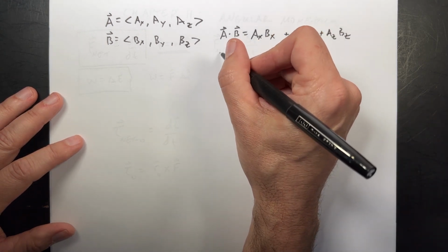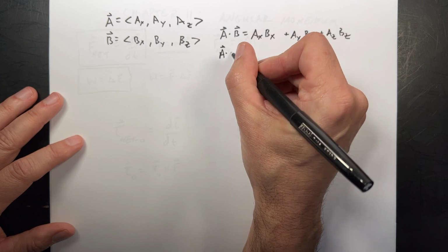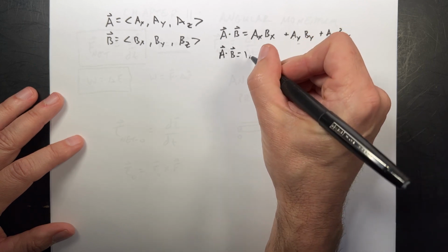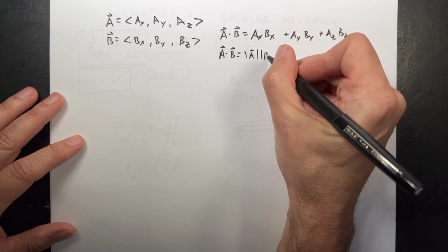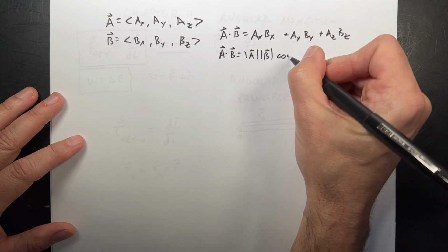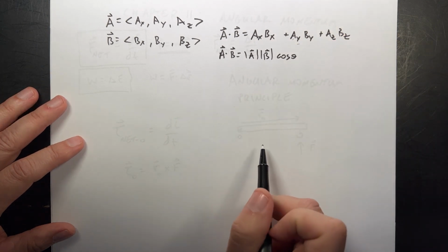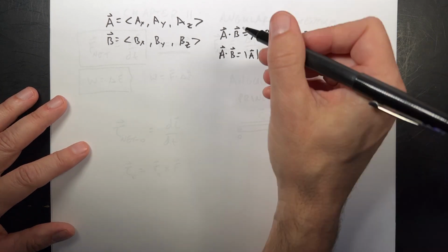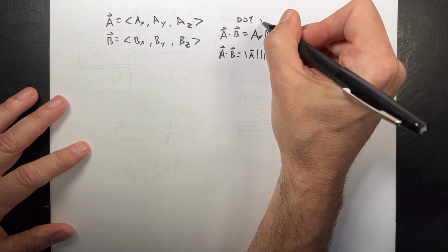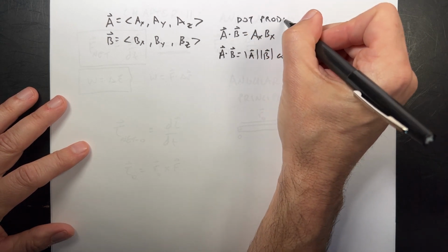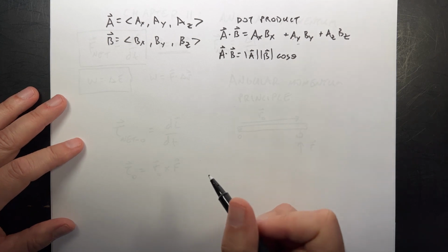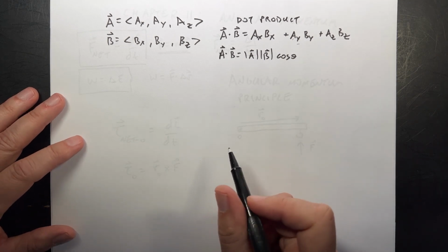And then you could also write this as A dot B is the magnitude of A times the magnitude of B times the cosine of the angle between them, if you know that angle between them. That's the dot product. And some people get offended when you call it a dot product, and so it's a scalar product. Well, you can call it whatever you want, it doesn't really matter.